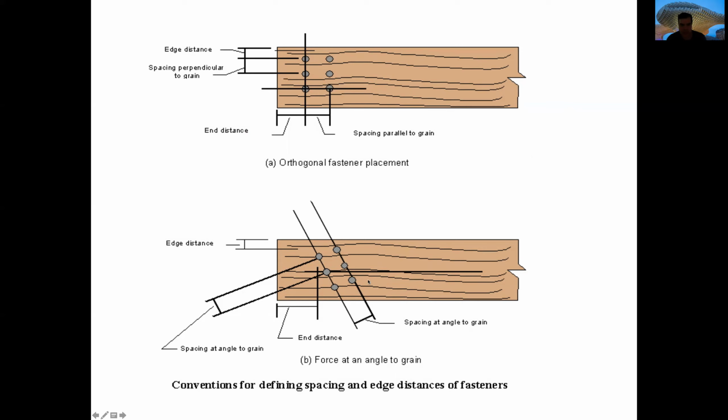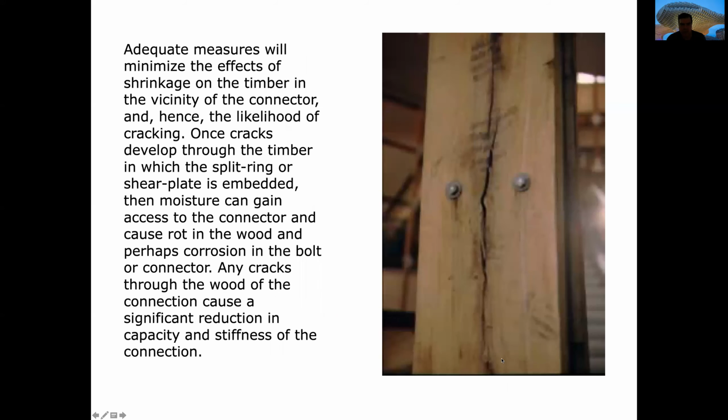In the case that there is an angle with the force, an angle to the grain, well, we will have an edge distance with the top of the connectors, and after we'll have spacing and an end distance that will tell us where is the first of the elements and the spacing between both of them. Like this, those holes can be located.